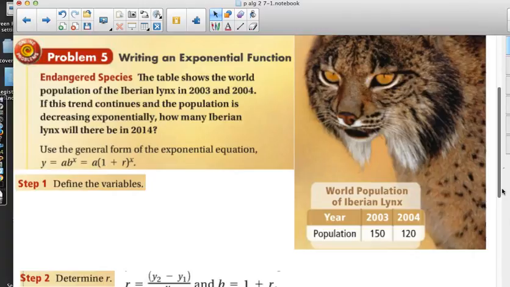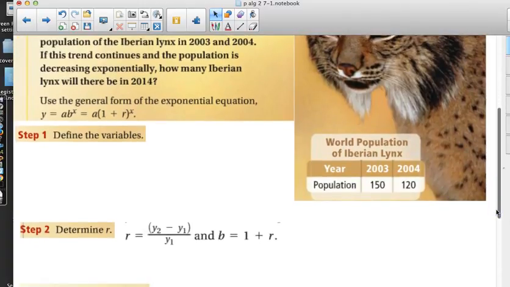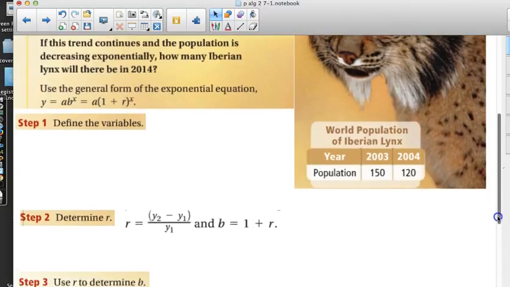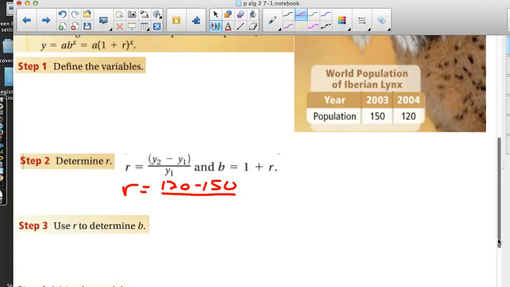So we're going to use our y equals a times b to the x, but this is a word problem, so it might be better to use y equals a times 1 plus r to the x. Not going to worry about the whole define the variables thing. What I want to know is, what should I use as far as a slope goes, because that's what I need for r. What happened here was the change in y values was from 150 to 120. So 120 minus 150 divided by what it was originally, which was 150. And that will get me my slope.